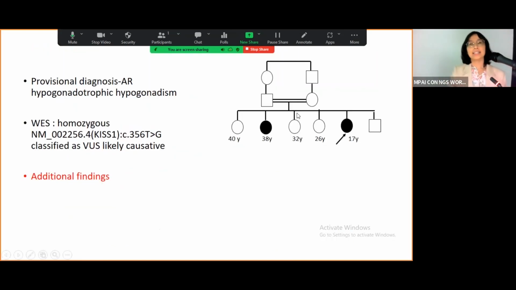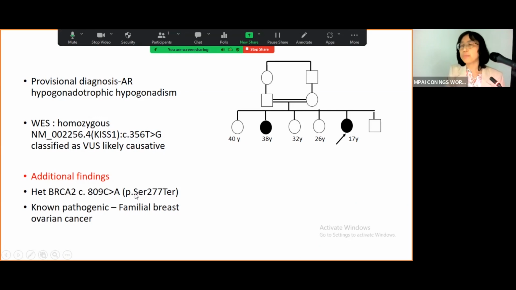Then another case here with hypogonadotropic hypogonadism. We got a VUS positive event in this gene. So we were very happy. Additional findings when we analyzed, we got a truncating pathogenic variant in the BRCA2 gene, which causes hereditary breast and ovarian cancer. So this is a secondary finding.